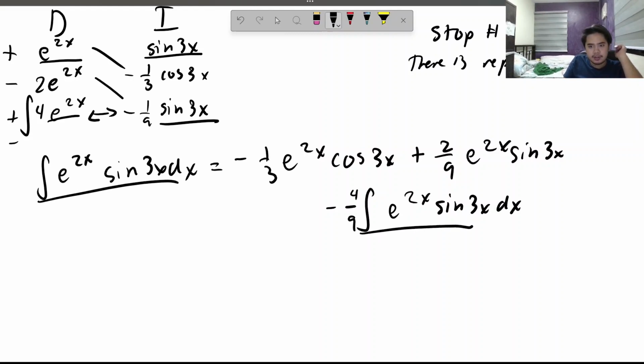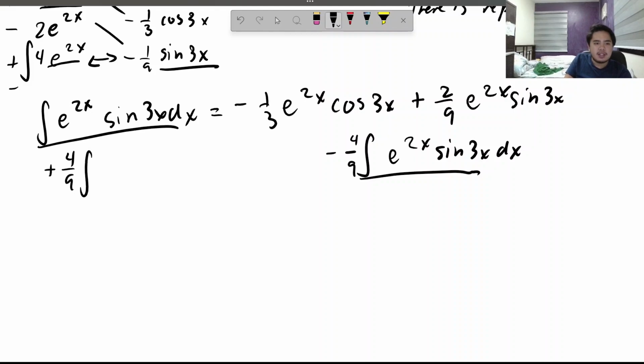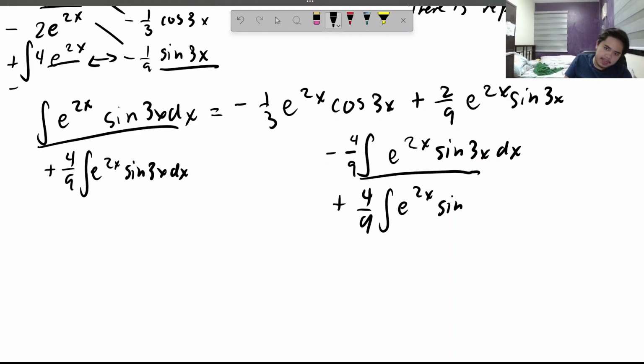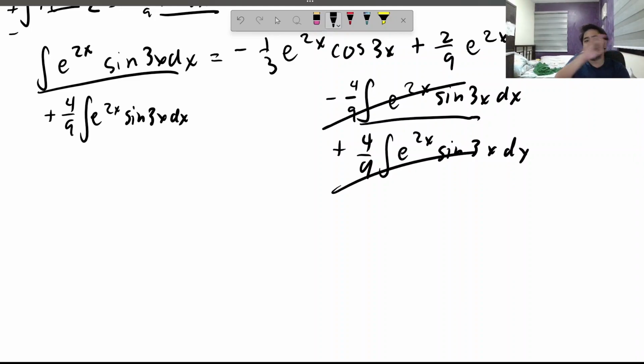Here and here, they look very familiar. So let's transpose this to the other side. Or if you don't know how to do that, or if you're confused by it, I get confused by it all the time. We can add 4/9 the integral of e to the 2x sine 3x dx here, and then add the same thing on the other side. They cancel each other out, because 0. 1 plus 4/9 is 13/9.